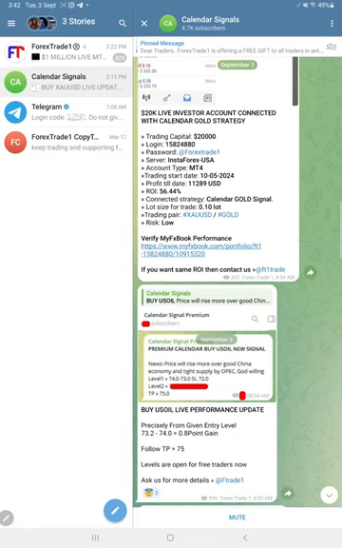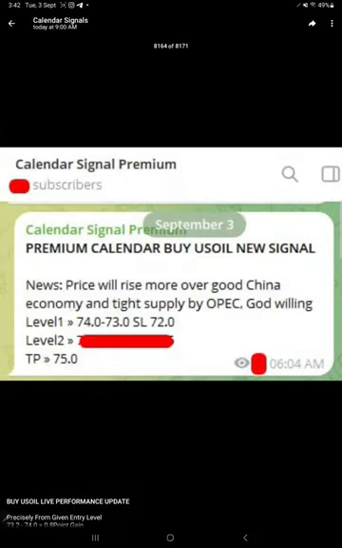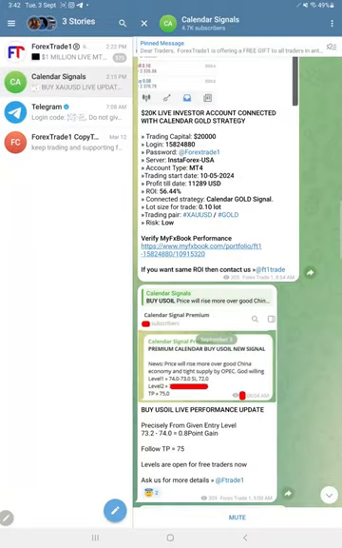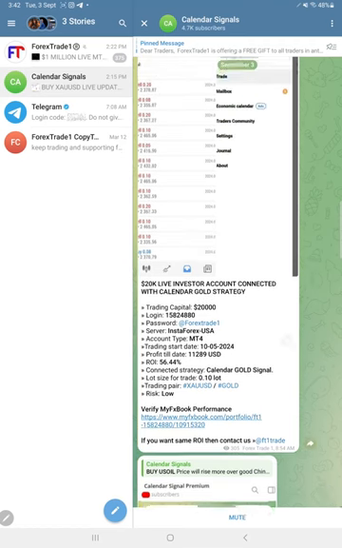This is the screenshot we shared from our premium channel. This is the level we gave to our premium clients at 6 AM GMT. Later at 9 AM GMT, we shared the screenshot here. And this is the performance of 0.8 point gain we updated here.